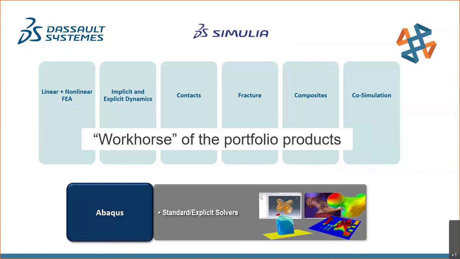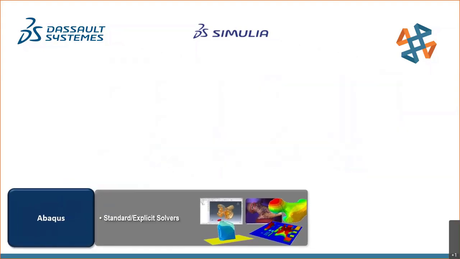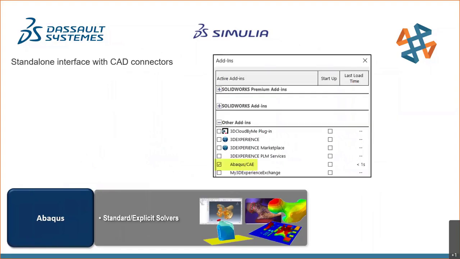Composite shell elements are available in co-simulation with other tools. Those allow Abaqus to interact with other software. Abaqus runs in a standalone interface with the associative interface connector that interacts with your favorite CAD program. There's Python scripting available for special commands, and material characterization based on material test data for things like elastomers.